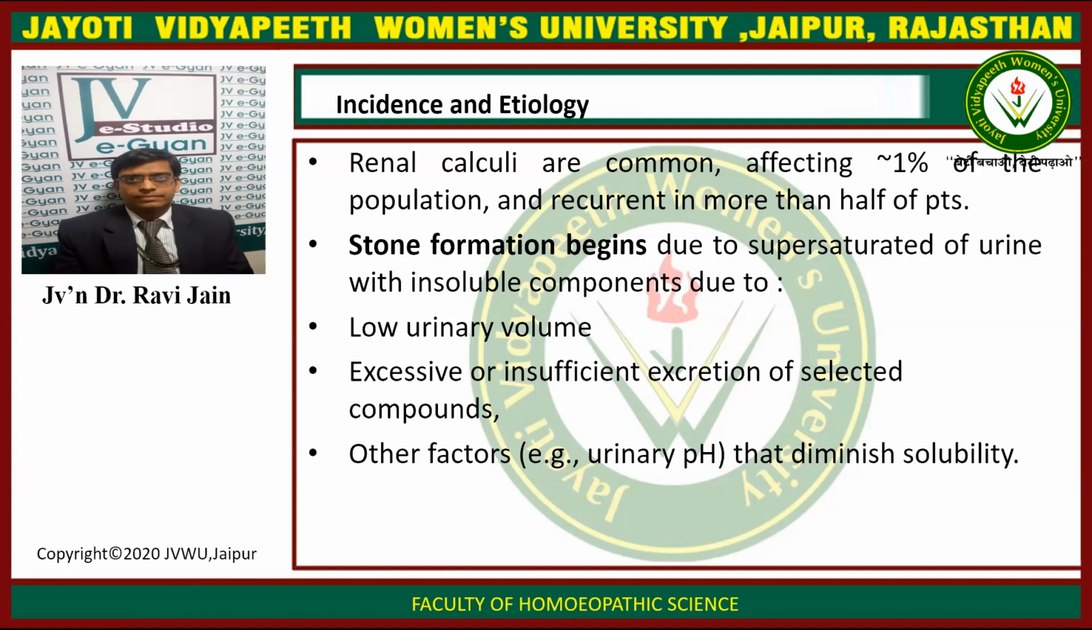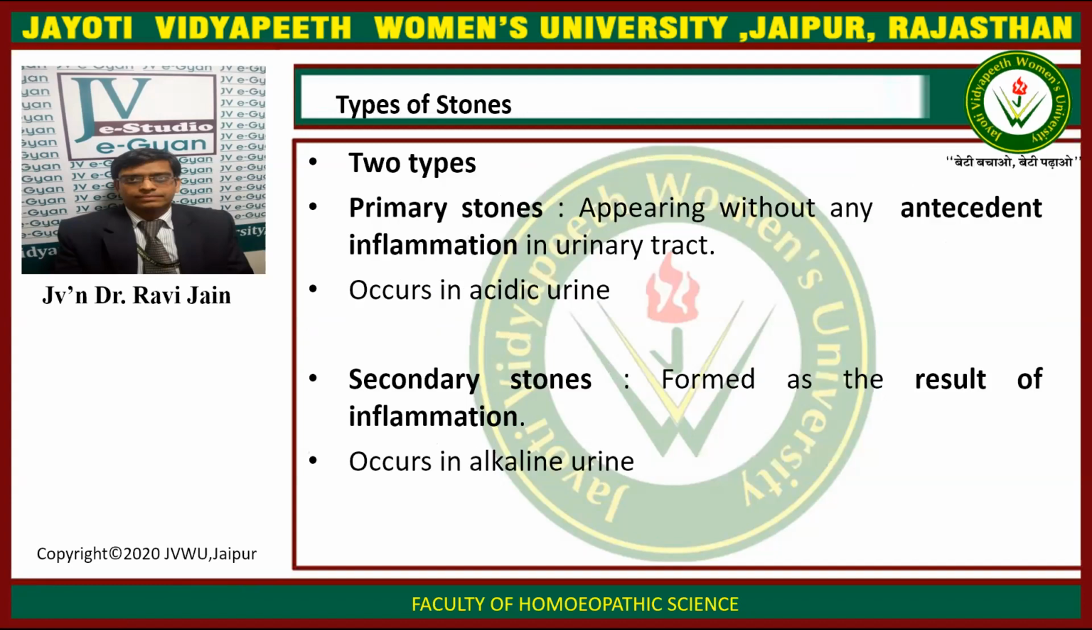It can occur due to low urinary volume. If the volume of urine formation is low, stone formation can take place. There can be excessive or insufficient excretion of selected compounds. Few compounds produced in the body are not excreted properly, due to which stone formation takes place. And there are other factors, for example urinary pH, that can diminish solubility.